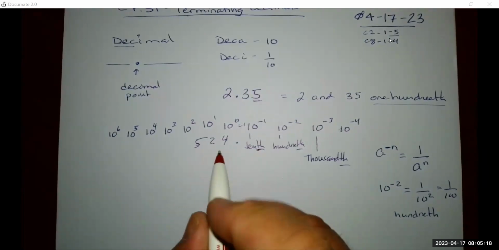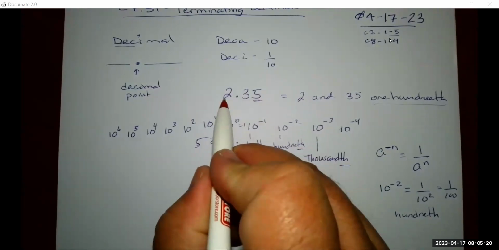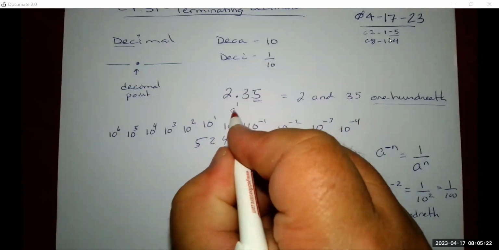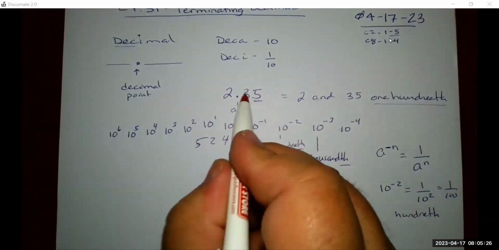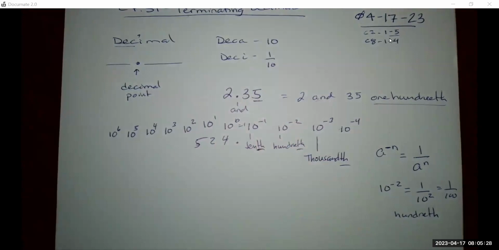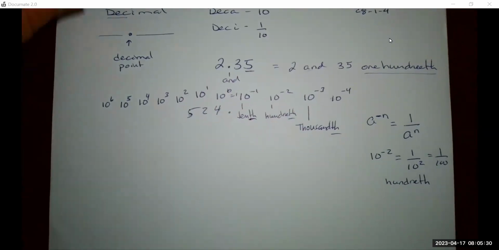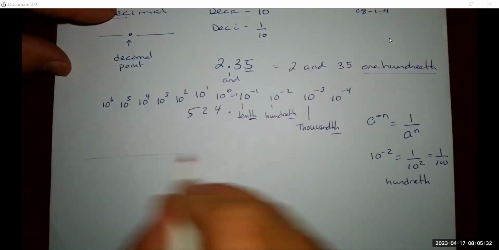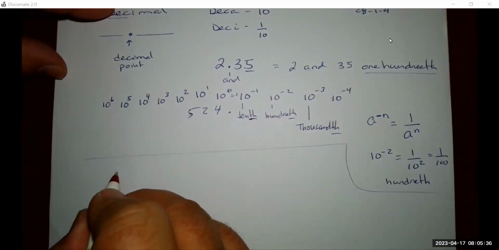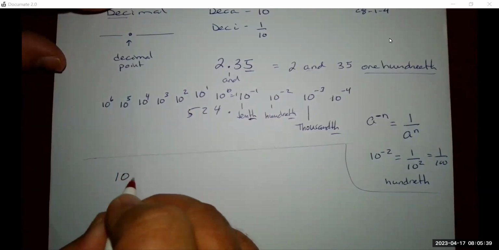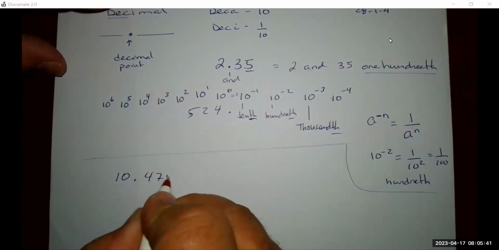So this number will be read 2 and 35/100th. So numbers can be written. Let's say we have a number 10.475.